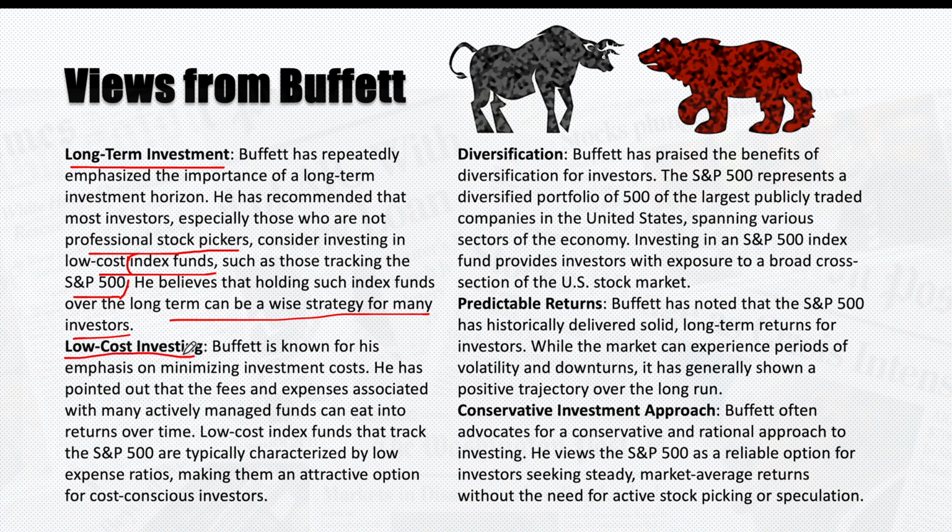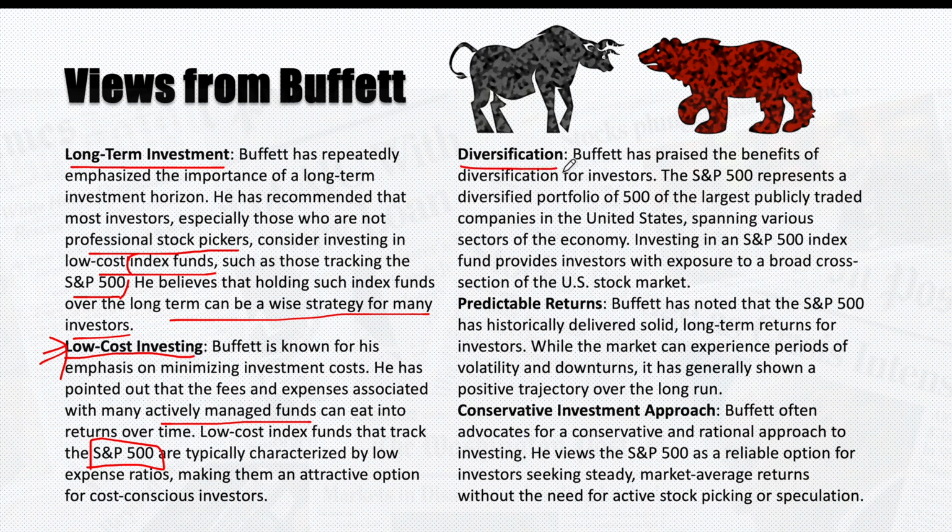Now, these have less expense ratio and thereby they are also called low cost investing. Buffett is known for his emphasis on minimizing the investment cost. He has pointed out that the fees and expenses associated with many actively managed funds can eat into returns over time. So what is actively managed? Actively managed is where there is a fund manager and his team. They are daily researching and analyzing, and finally they are purchasing or selling the stocks, and they are managing the fund very actively. In passive strategy, there is an algorithm which would track the market. Basically, if we have to track the S&P, a mathematical algorithm can just track the S&P 500 and no manual intervention is required, or a very little manual intervention is required, thereby reducing the expense ratio. Because the costs are low, so the expenses would also be low. So this is another favorable thing.